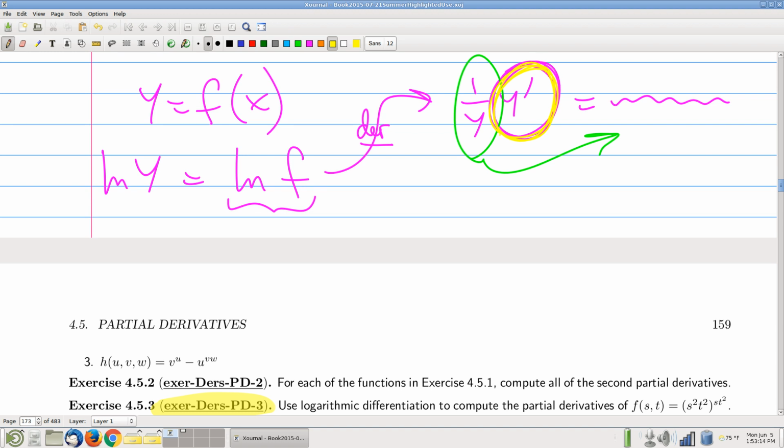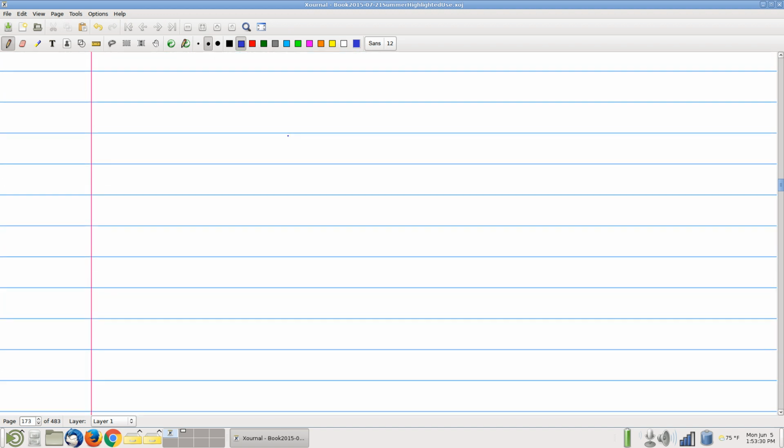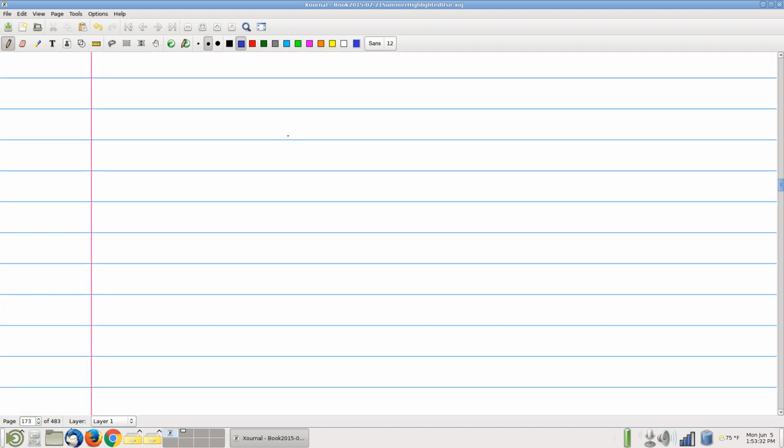So let's apply that idea, and let's see, our function here is s squared t squared to the power of st squared. Yikes. Okay, what a weirdo. S squared t squared. Okay, all right. So y equals s squared t squared to the power of st squared.